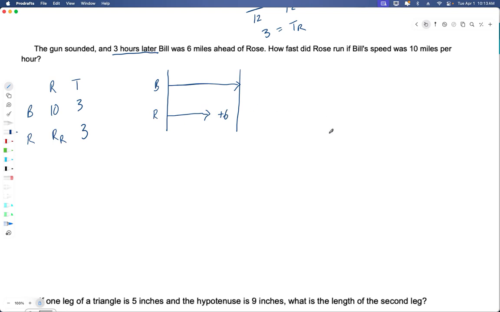Maybe that's what happened with you when you read this problem and it didn't click. It didn't click for me either. I had to go back and reread it and think about it for a second. This is the time. The time is the same for both of them. So now I can rewrite this.